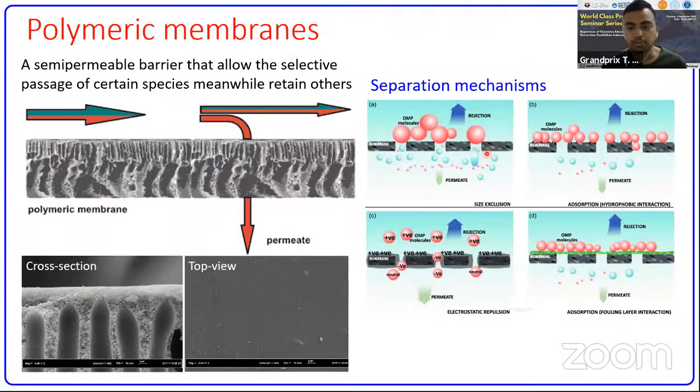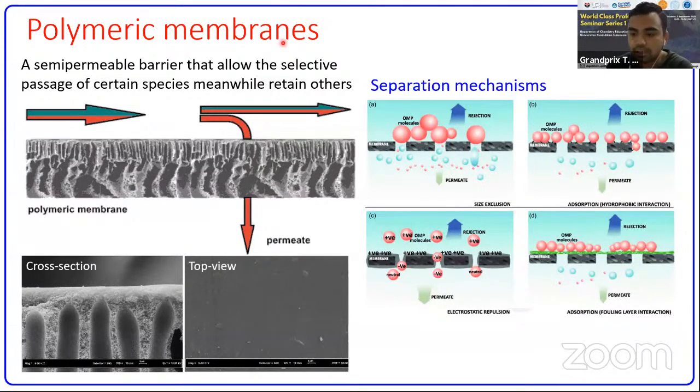So I would like to move on to my talk regarding the polymeric and inorganic nanocomposite for membrane applications. I would like to start with the polymeric membranes. As we already know, a membrane is a semi-permeable barrier that allows the selective passage of certain species, while retaining others. So it basically depends on the selectivity. Polymeric membranes straightforwardly means that the membranes are composed of polymeric materials.